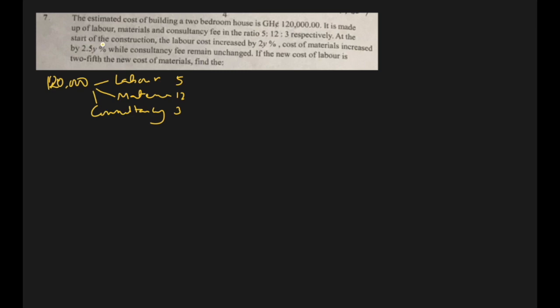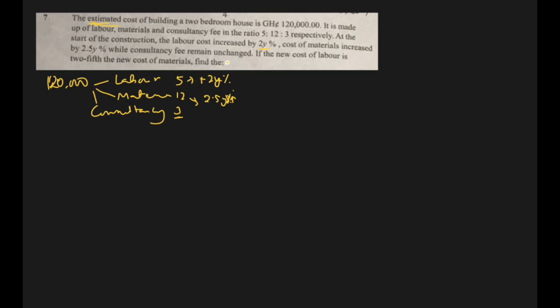Okay. At the start of the construction, the labor cost increased by 2y%. Okay. This was the estimate. That means the construction had not started. So this increased by 2y% up. Cost of the materials increased by 2.5y% up. Okay, while consultancy fee remained unchanged, this remained this. Okay, if the new cost of labor is 2/5 of the new cost of the materials, find the.